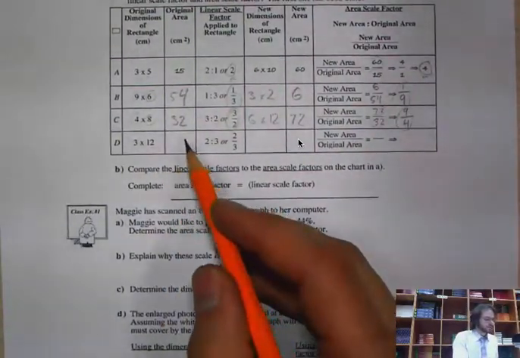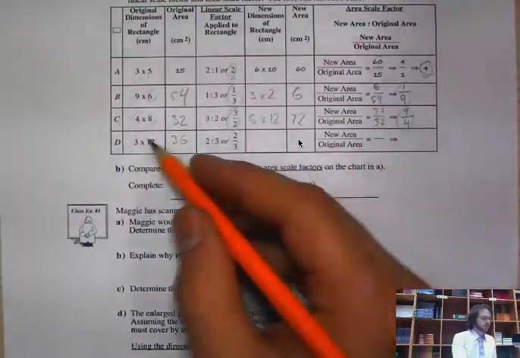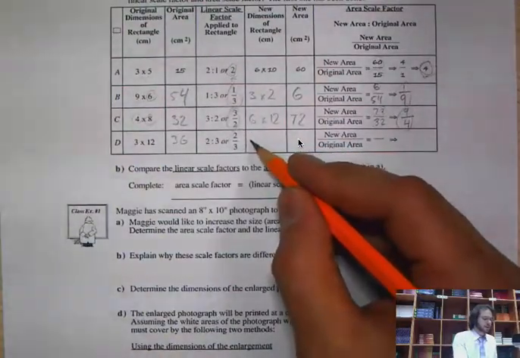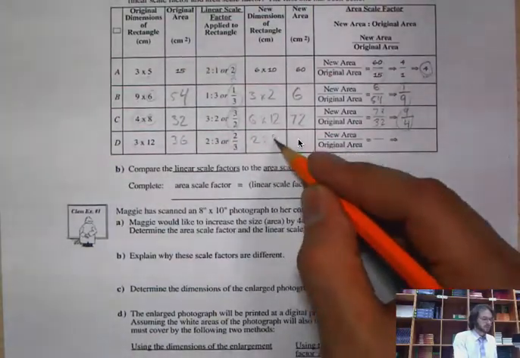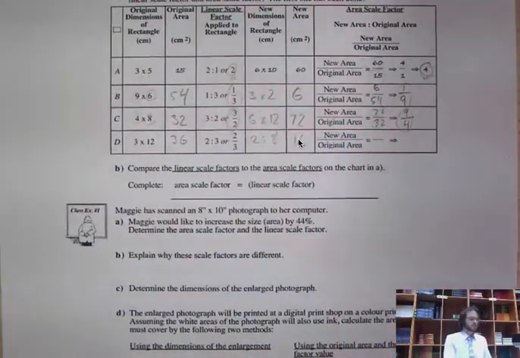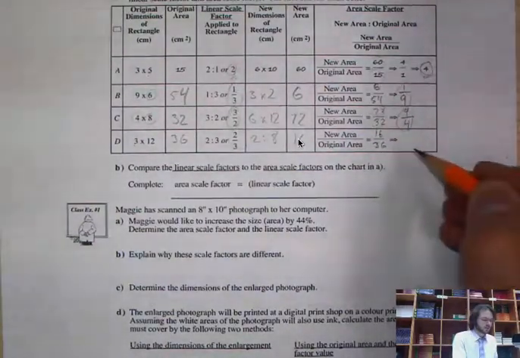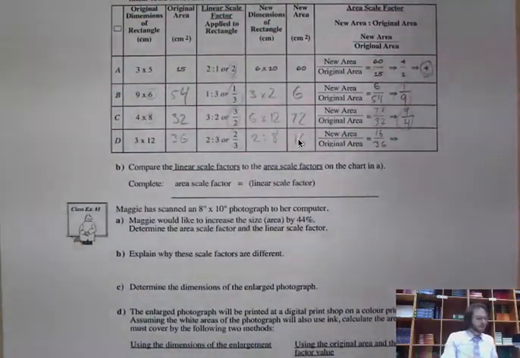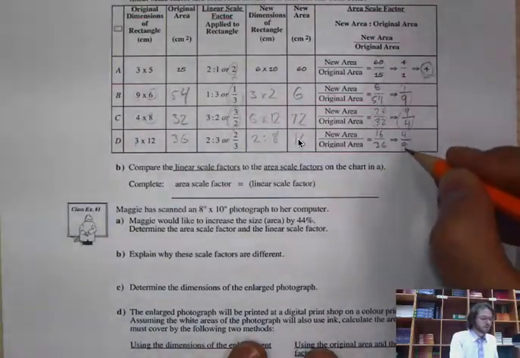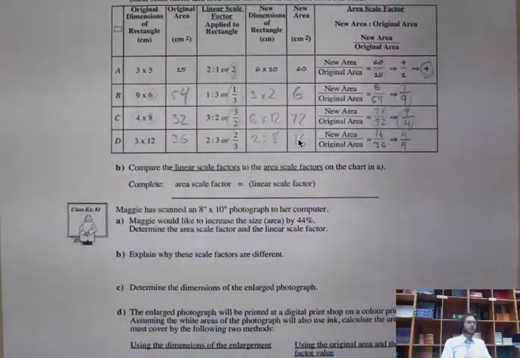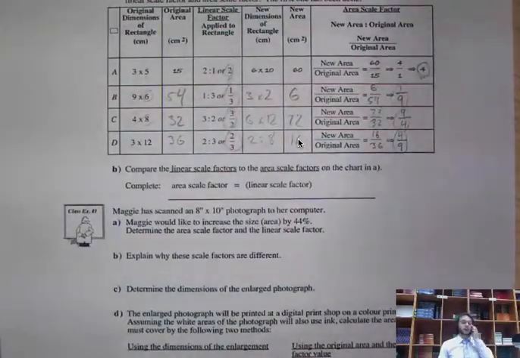Now let's take a look at the next one. 3 times 12 is 36. And now we want 2/3 of this, so 2/3 times 3 is 2, and 2/3 of 12 is 8, which gives me an area of 16. Okay? So I look at this, this is going to give me 16 all over 36. Now, both of these can be divided by 4, so I simplify it down to 4 over 9. Look how this relates to that.